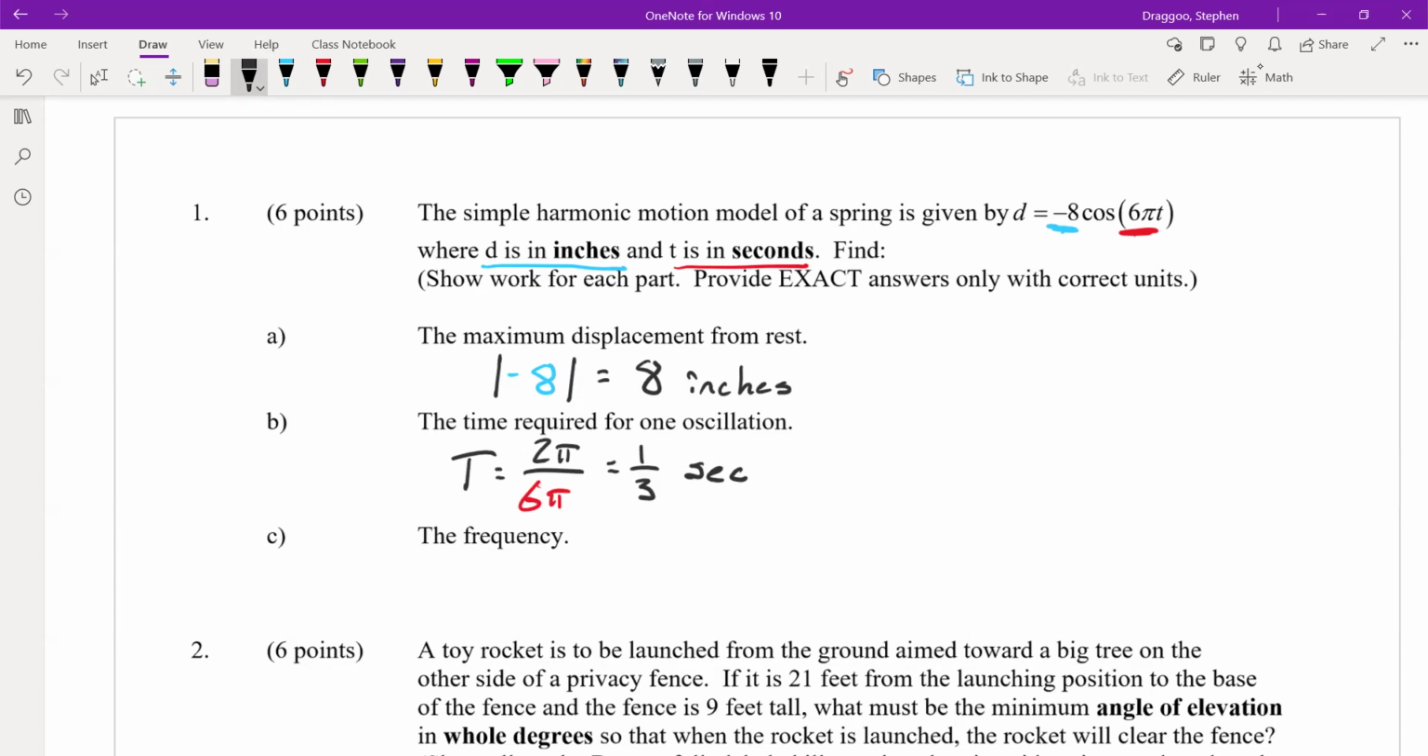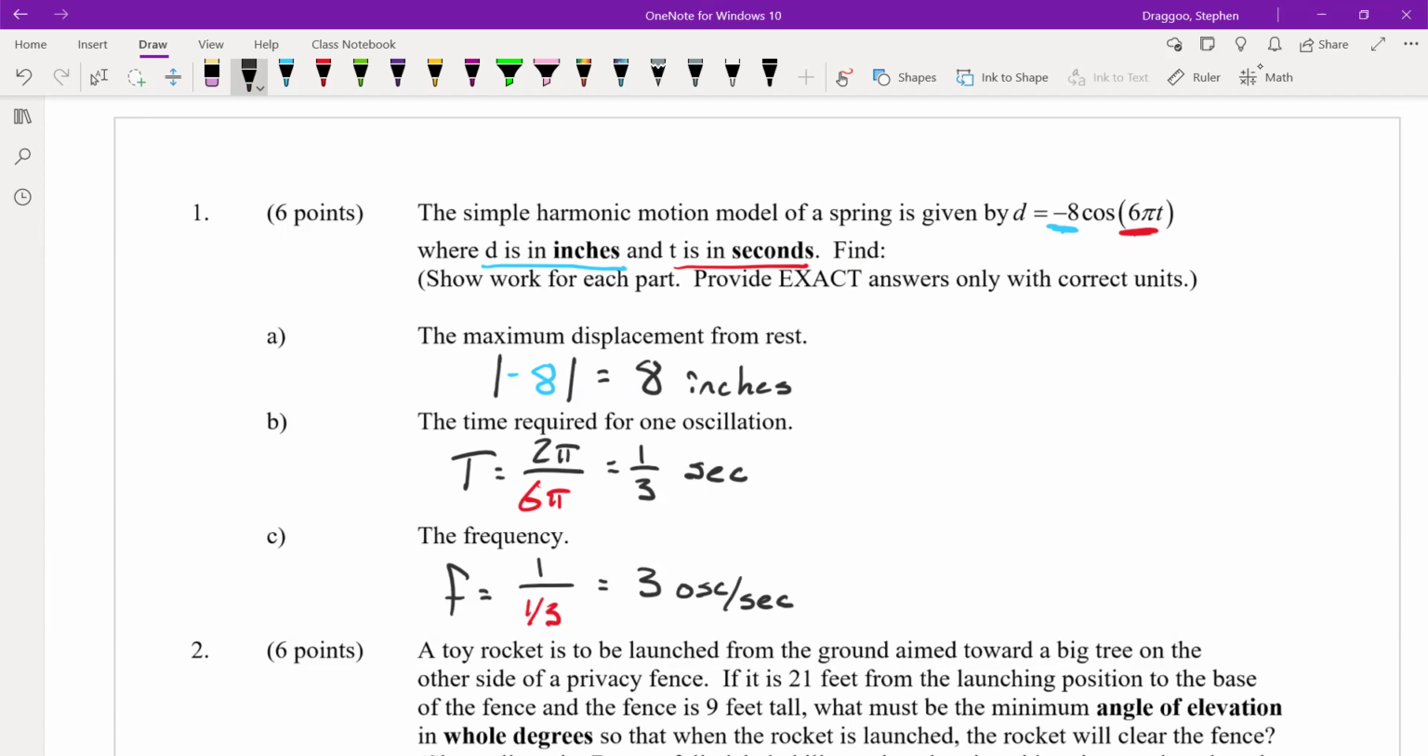Then we want the frequency. And I think the easiest way to get the frequency is to say it's just the reciprocal of the period. The period and frequency are always reciprocals of each other. So the reciprocal of 1/3 is 3. And the frequency will always be measured in units of per time, or oscillations per time, revolutions per time, something like that. So oscillations per second in this case.